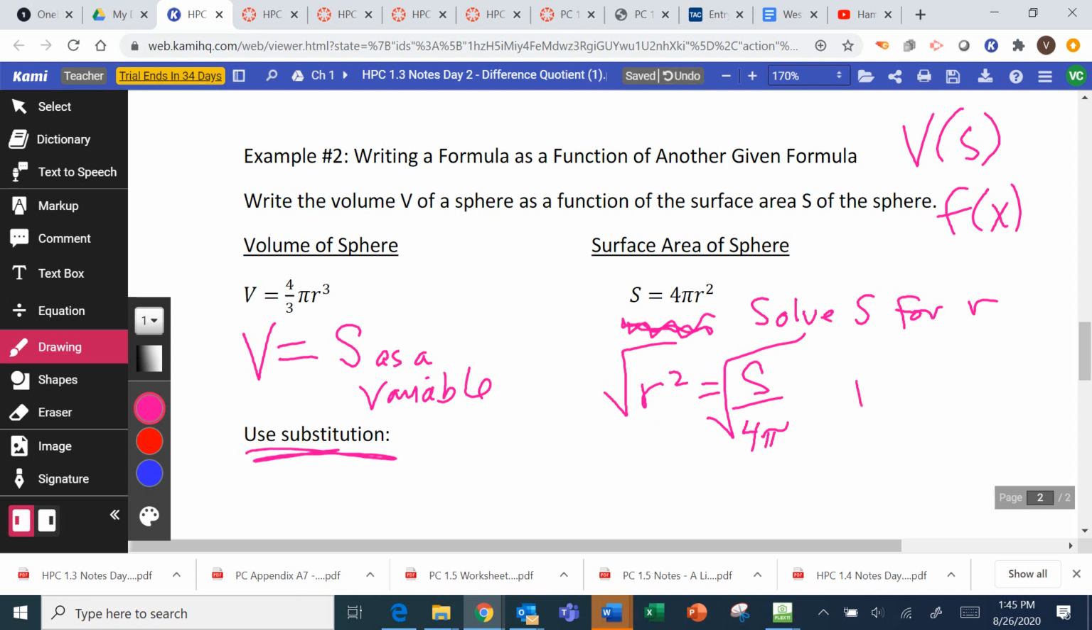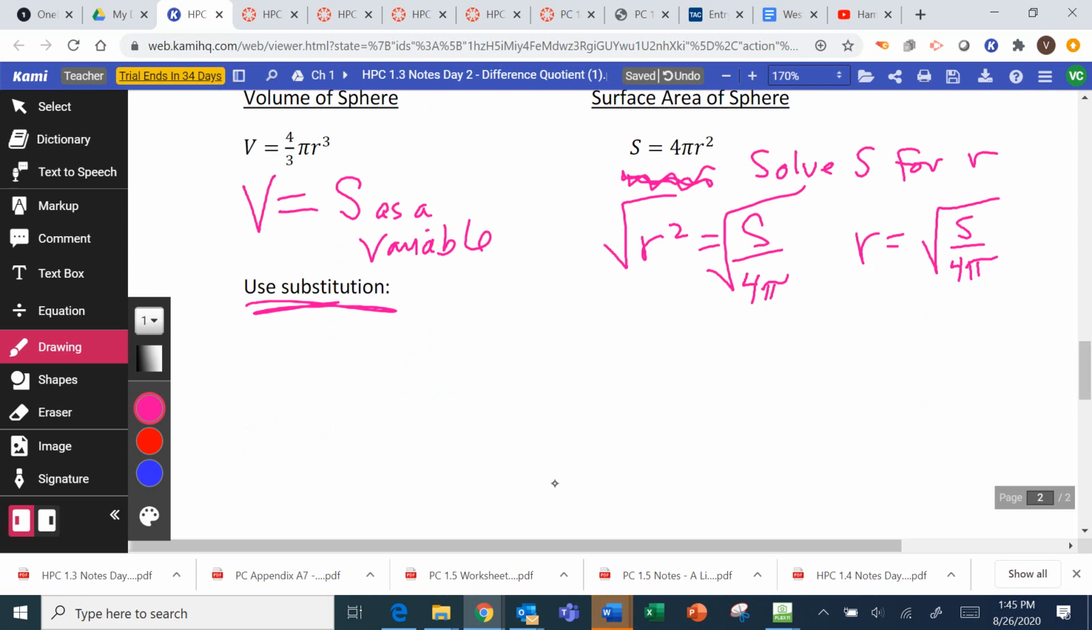Okay, so now I have r equals, and you know what, guys? I'm not even going to simplify anything yet because we still have to plug it in, and maybe something will simplify, or I'll have to double simplify. I don't want to have to do more work. So now let's substitute. We've got our volume equals 4/3 pi multiplied by our radius to the third power. So our radius is now square root s over 4 pi to the third power. And we're going to simplify that.